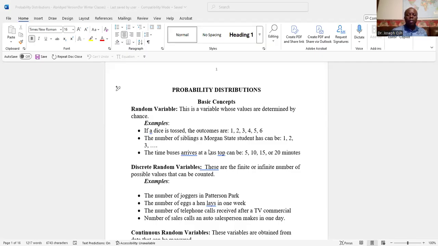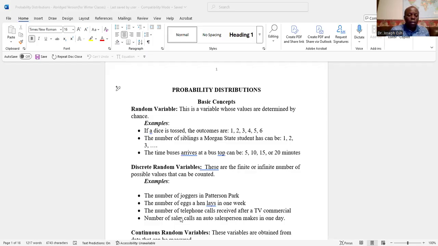How about this? The number of siblings that any of you in the class have. To me, I have no control over that. To your classmates, they don't have control over that. It's a random variable to us. To you, it's not, but to us, it's a random variable. So to every other person but you, the number of siblings you have is a random variable. I think you get the point.